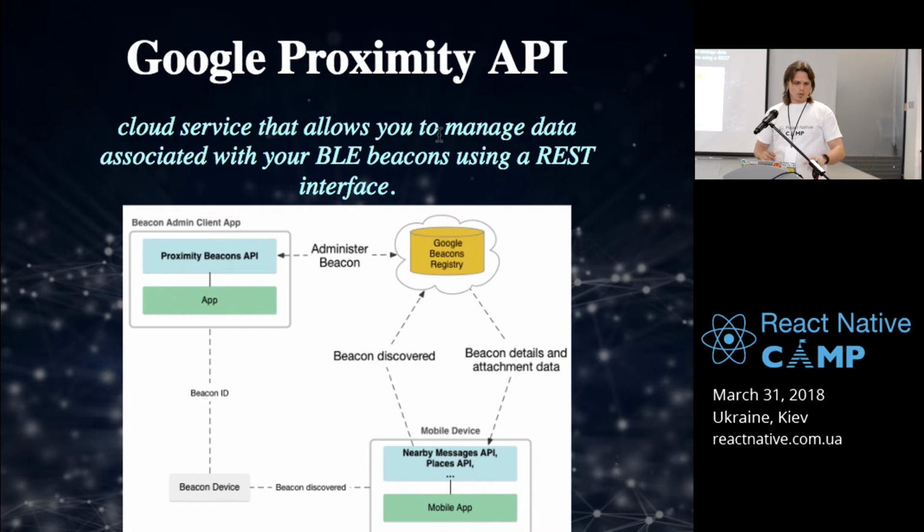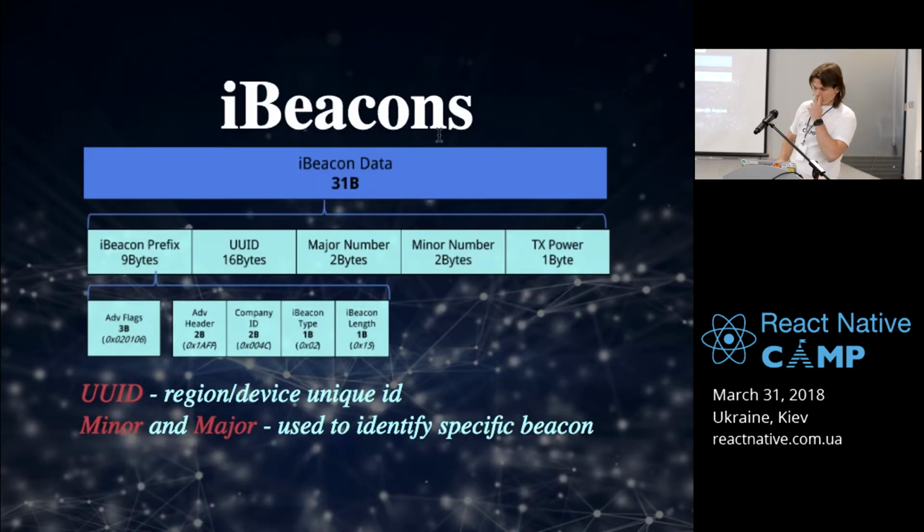And basically, this ID connects to a whole lot of custom data you can store in the cloud. So even though it's a 31-byte packet, it has a custom ID that connects to the cloud, so on the cloud you can define for this beacon any amount of data, whatever you want. So this is how Google Proximity API works and how Eddystone works.